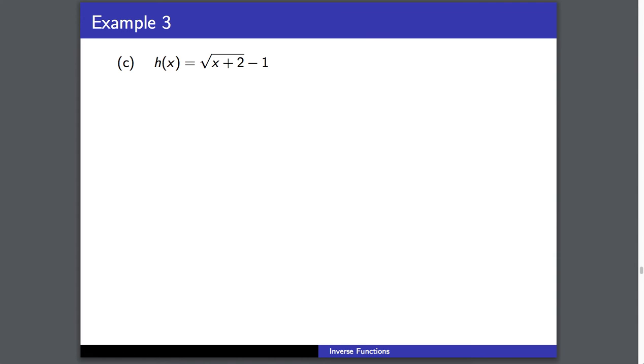All right, in this video, we're going to take a look at some further examples for finding the domain and range of inverse functions. So part C, we have h of x is the square root of x plus 2, and then minus 1. We found in the previous video the inverse of this is (x plus 1) squared minus 2. However, we do have a little bit of an issue here.